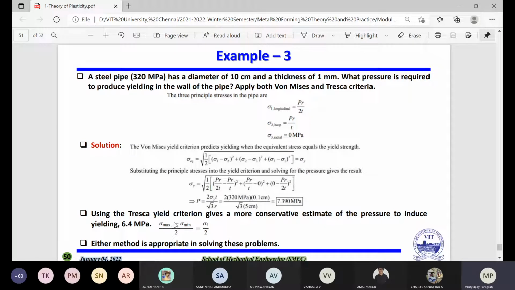And if you want to go for the Tresca criteria, the Tresca criteria will be sigma max minus sigma min by 2 equal to sigma f by 2. Okay, so from here sigma max is, for example, sigma 1, because you have now two values, sigma 1 and sigma 2. So you have to make sigma 1 minus sigma 2 divided by 2 equal to sigma f by 2. So you have to find out how much P is. So P will be 6.4 megapascal. Okay. Yes, sir. You can do, you will find out this value 6.4.